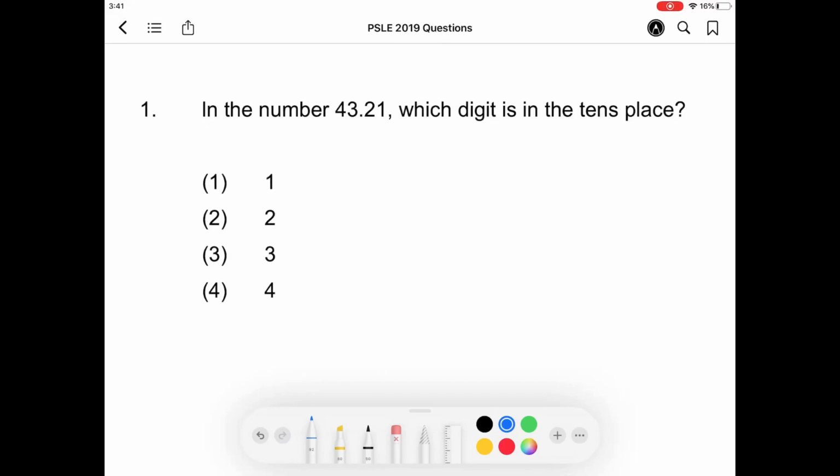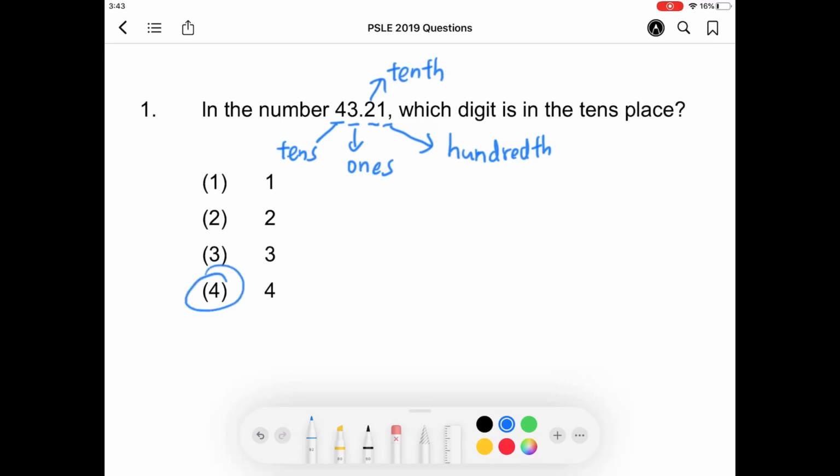Question 1. In the number 43.21, which digit is in the tens place? Just a quick revision. This is the ones place. This is where the tens place is. This is the tenths place. And the digit 1 is in the hundredths place. So the answer for question 1 is option 4.